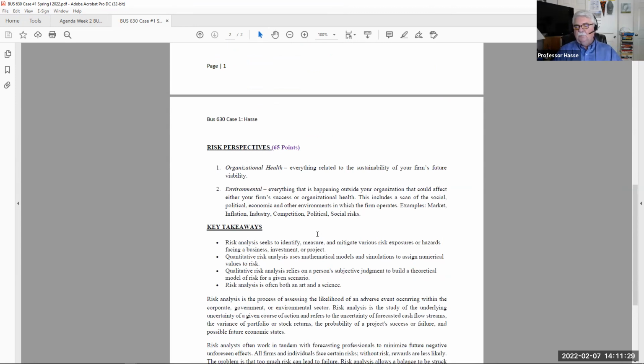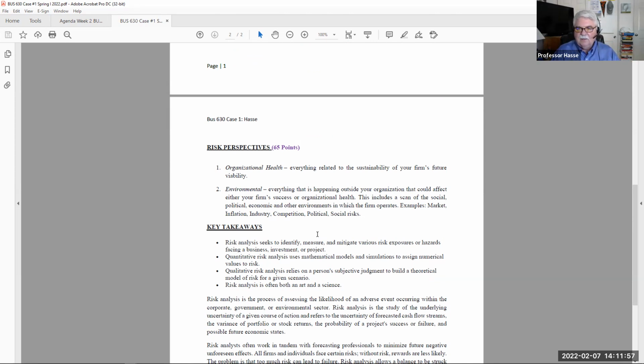It's the risk perspectives. I want you, now that you've determined what the risks are in beta, the risk in the market of their credit rating, what is their organizational health risk? What is their environmental risk in your interpretation? In other words, you want to do a risk analysis other than just the financial. Do a little research. Tell me everything related to the sustainability of your firm's future viability.